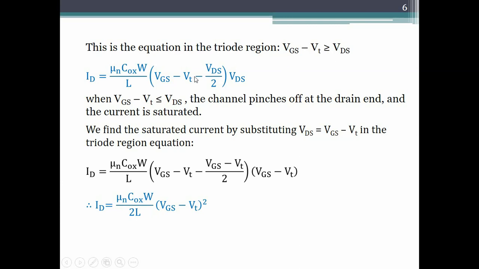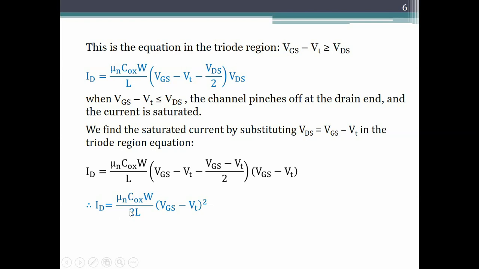So let us find an equation for the current once the channel pinches off, and we say that that is a saturation region. So what we do is we substitute VDS equal to VGS minus VT in this equation to find the saturation current. So this is VGS minus VT minus (VGS minus VT)/2, which is (VGS minus VT)/2 into (VGS minus VT). So this is the drain current in saturation for an NMOS transistor, mu Cox W by 2L, times (VGS minus VT) squared.